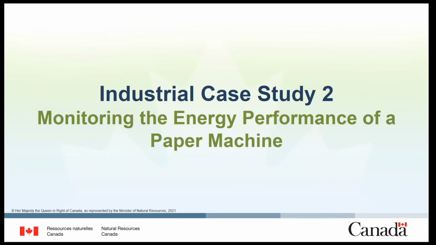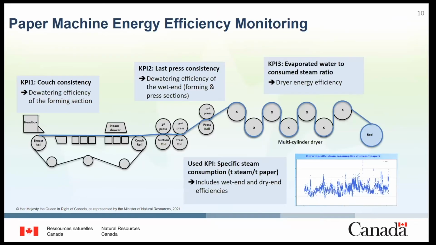For the second case study, it's the monitoring of the energy performance of a paper machine. For paper machine energy monitoring, we can use different KPIs. For example, we can use the last press consistency for the wet end, meaning the forming and the press section. We can use the evaporated water to consumed steam ratio for the dry end. In our case, we use the specific steam consumption, of steam per ton of produced paper. And of course, this covers.